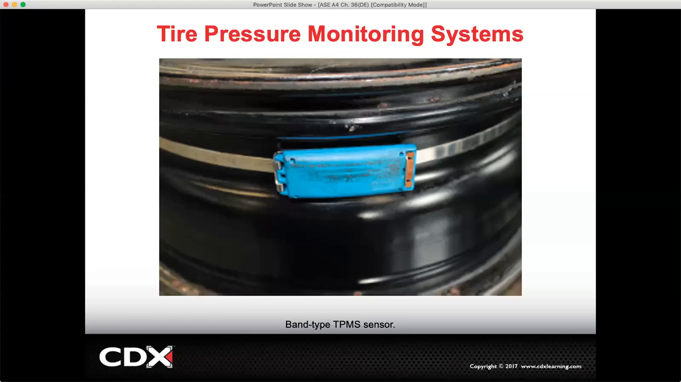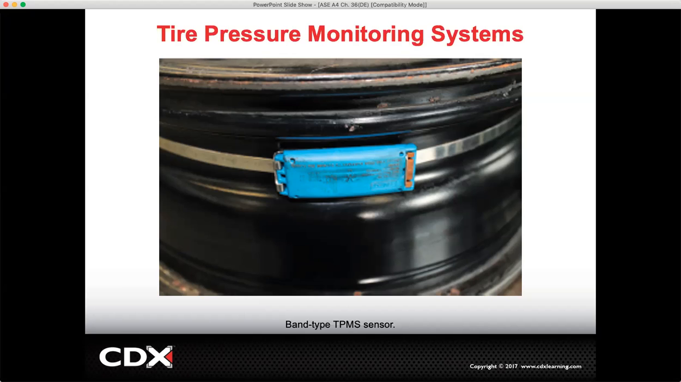A direct TPMS can be of two types. In one-way communication, the TPMS sensor can only transmit to the receiver. In two-way communication, the sensor can receive as well as transmit signals.